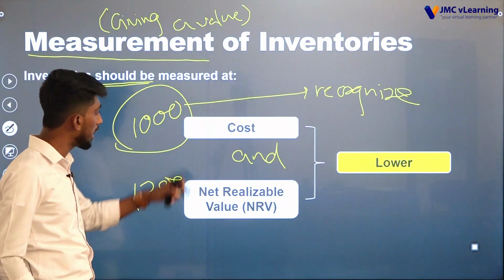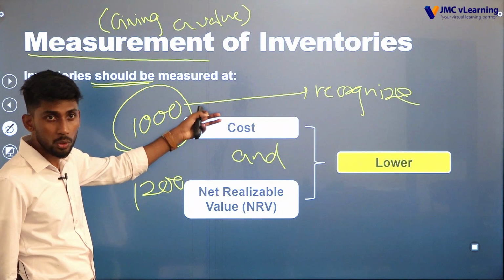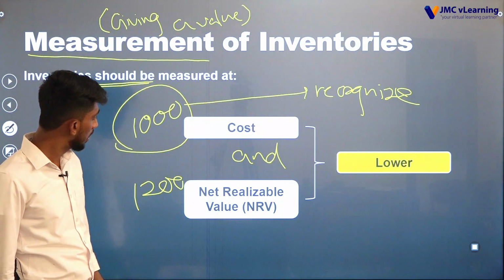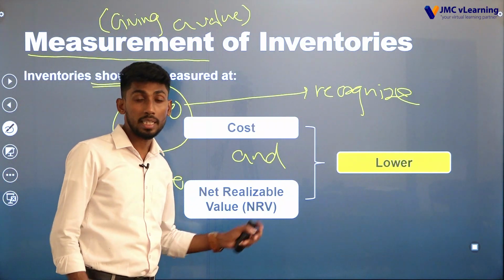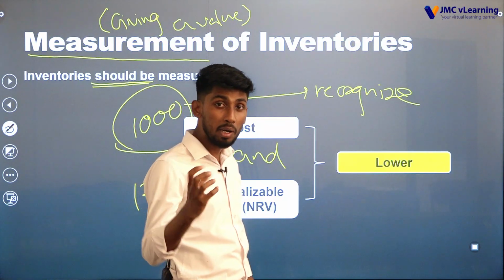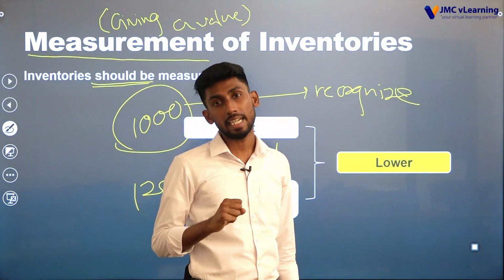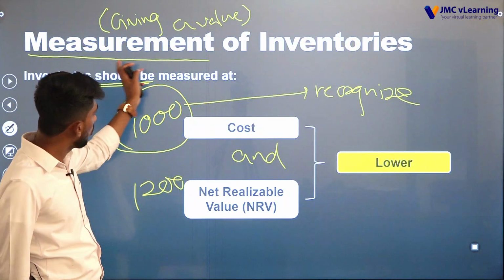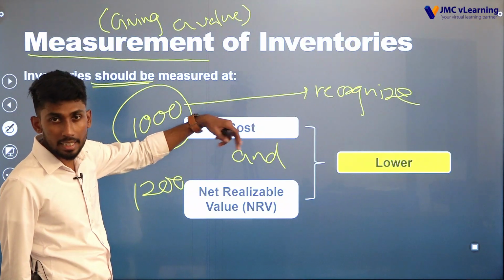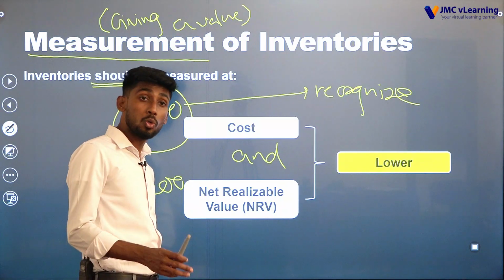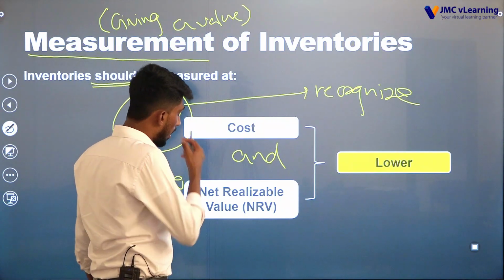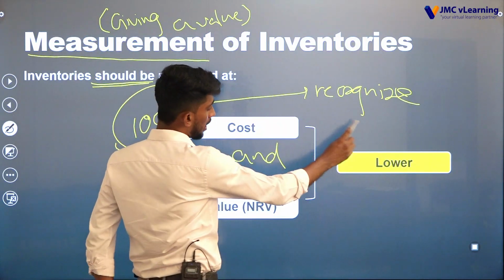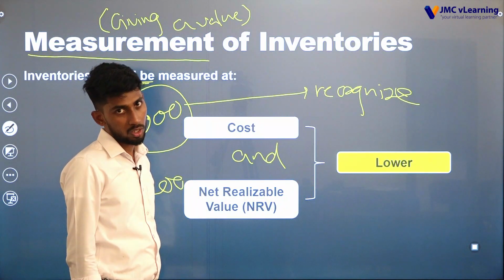So, here cost is what we incurred to get the ownership of that asset, to get the asset to us, and net realizable value is not that. The net realizable value is the amount that we can collect by selling that asset. Therefore, when you are recognizing these inventories in the financial statements, you need to recognize at cost and net realizable value, whichever is lower.